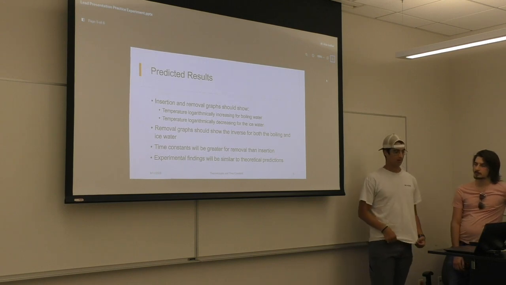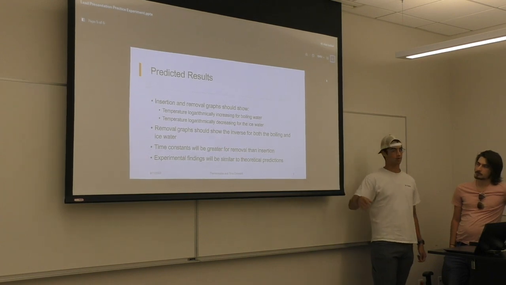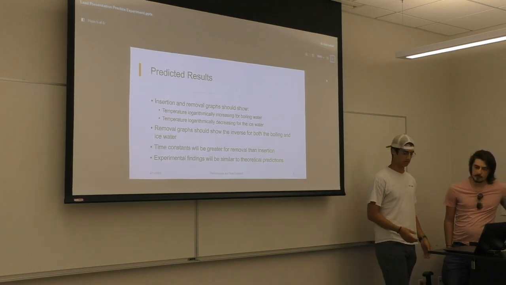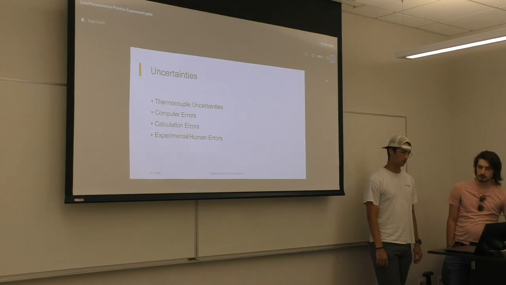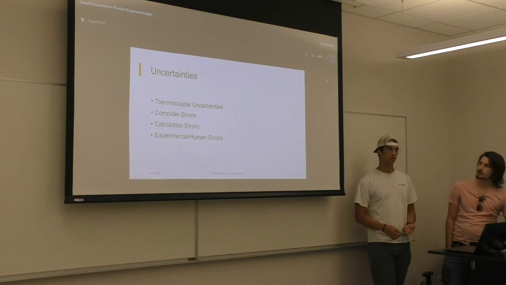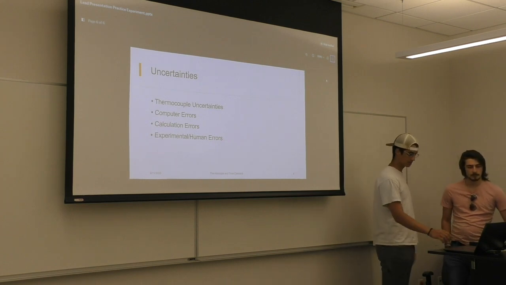And you should find that if you use all the values from the experiment in theoretical predictions, they should line up similarly. Some places that uncertainties can come from are the thermocouple, any computing errors or calculation errors, as well as human errors and errors in the experiment. And that's it. Any questions?